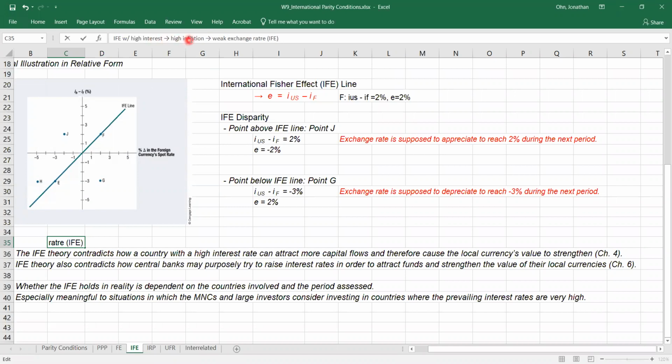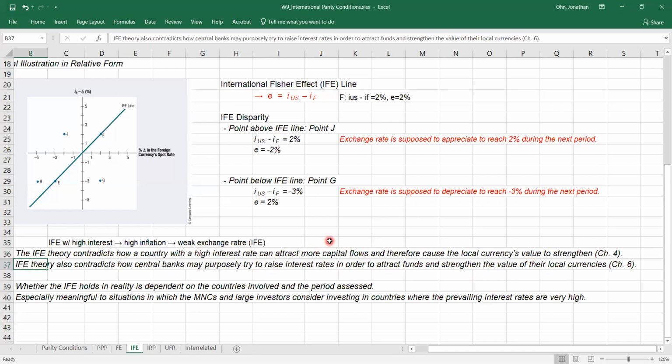No, this is Fisher effect, and this one is PPP. Because the IFE is a combination of the Fisher effect and the purchasing power parity. So that is a conclusion. But here it says IFE theory contrary. Now, a country with high interest rate can attract more capital flows and then push the local currency value to strengthen. So that is the opposite case, right? Opposite case that happened. That's a conflict that happened. Also, IFE theory contrary: a central bank may purposely try to raise interest rate to attract funds and strengthen the value. It's the same thing, right? Same thing.